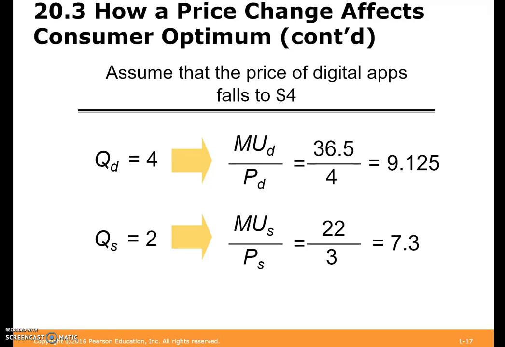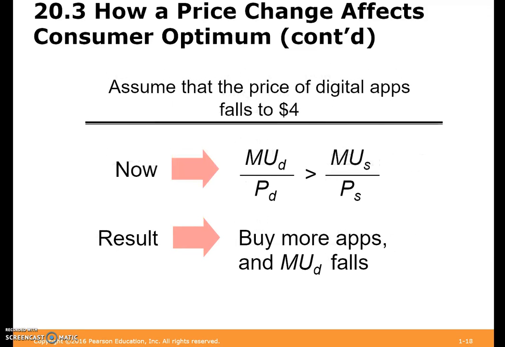The price fell, so we adjust that in our marginal utility per dollar equation and see what's happened. Our marginal utility per dollar has increased, because the price has fallen. So now marginal utility per dollar for digital apps is greater than marginal utility per dollar for flash drives. The result is we should buy more apps, and then marginal utility will fall again until it's at an optimum.